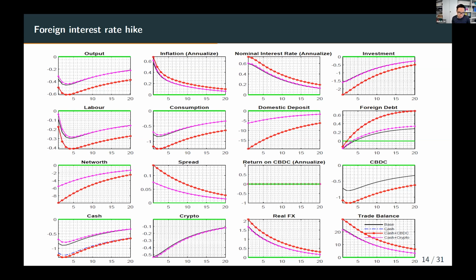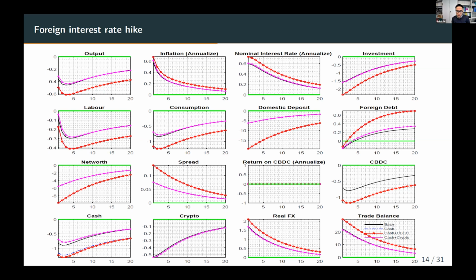However, the depreciation leads to a higher inflation rate, and then the central bank has to raise the interest rate, following the Taylor rule. And because we have foreign debt in the banking sector, this amplifies the problem and pushes down investment and also consumption. But let me draw your attention here. We have four versions of the model.